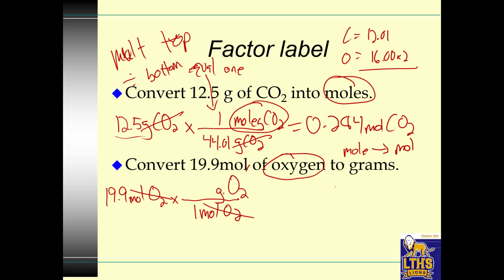Now, little g stands for grams, and little g stands for go to the periodic table. And notice right here, I have 2 oxygens again. 16 times 2 is 32. So I'm going to take 19.9 times 32. And I'm going to get a big old number of 636.8. Notice I've killed my grams by canceling. Grams of O2.